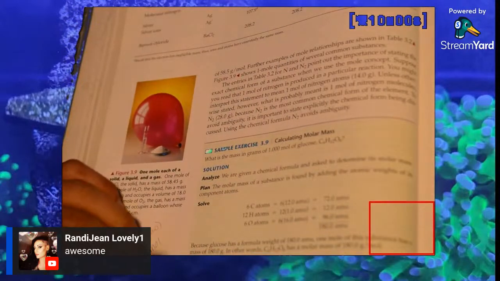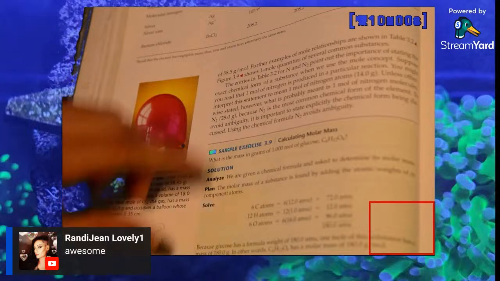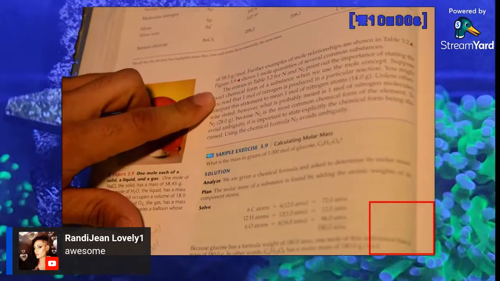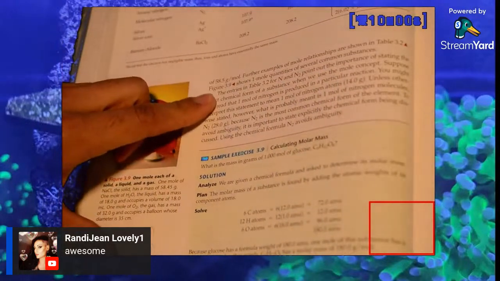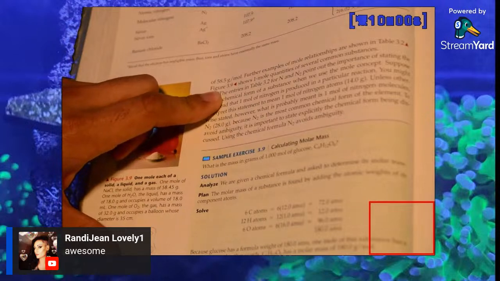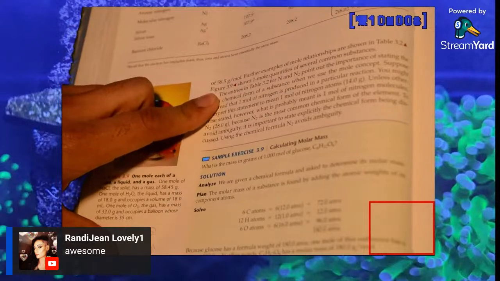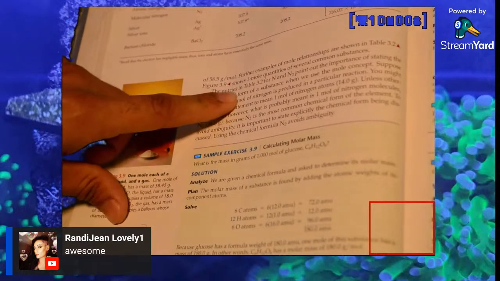All right, so it has a molar mass of 58.5 grams per mole. For further examples of mole relationships, see Table 3.2. Figure 3.9 shows 1 mole quantities of several common substances. The entries in Table 3.2 for nitrate and N2 point out the importance of stating the exact chemical form of a substance.